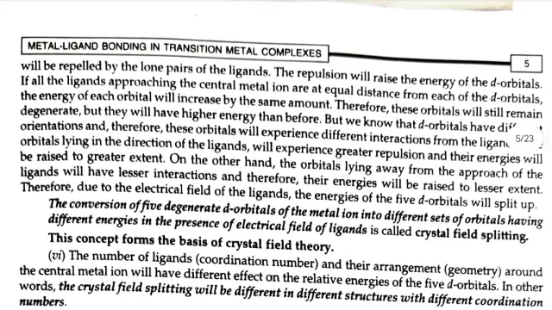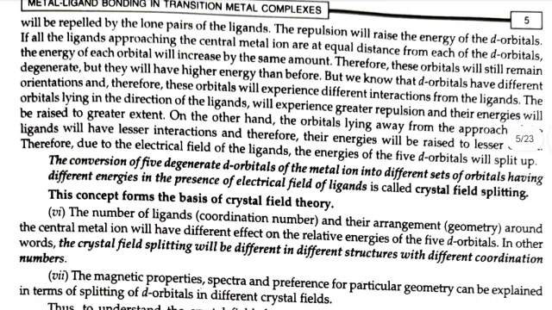The conversion of the 5 degenerate d orbitals of the metal ion into different sets of orbitals having different energies in the presence of the electrical field of ligands is called crystal field splitting. This concept formed the basis of crystal field theory. 6. The number of ligands, coordination number, and the arrangement around the central metal ion will have different effects on the relative energies of the 5d orbitals. In other words, the crystal field splitting will be different in different structures with different coordination numbers.